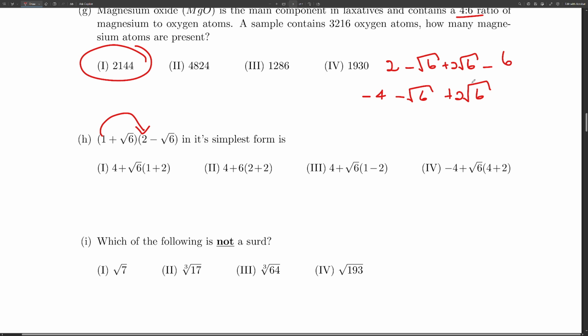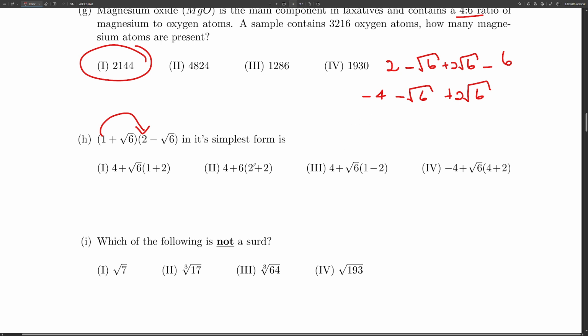Both of these are root 6. So I guess you can take negative root 6 plus 2 root 6. That's 5 root 6. But it doesn't match any of these forms here. So it seems to me that I have to factorize something in order to get it in this form. They want it in a form where we have something factorized.